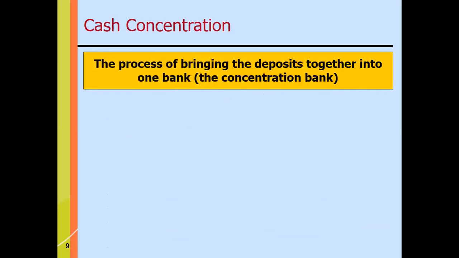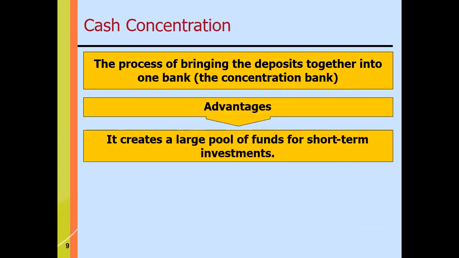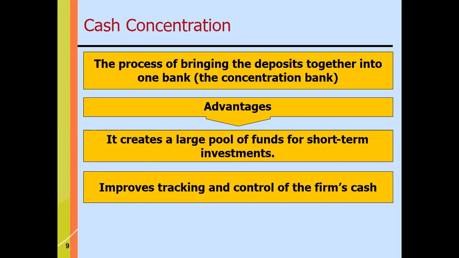Next, cash concentration is basically bringing the deposits together into one bank. That's the concentration bank. The advantage is that it creates a large pool of funds for short-term investments because it's concentrated in one bank, and it's within the 90 banking days. So it can be available for short-term investments. Then this would improve tracking and control of the firm's cash. It would be easier because there's only one bank.